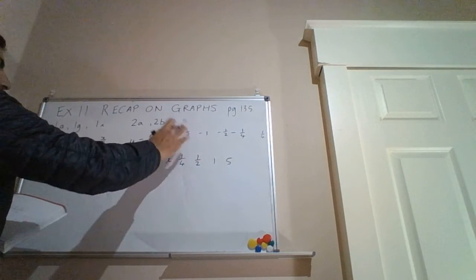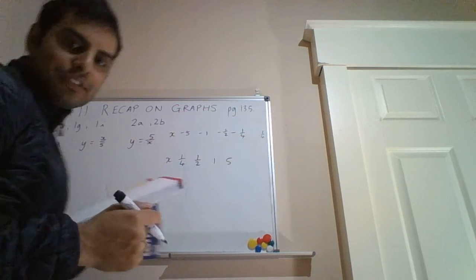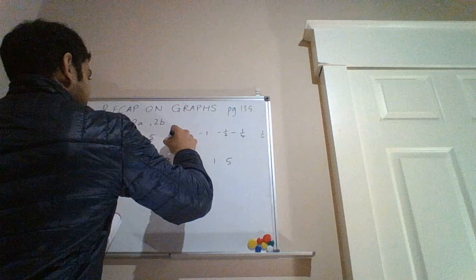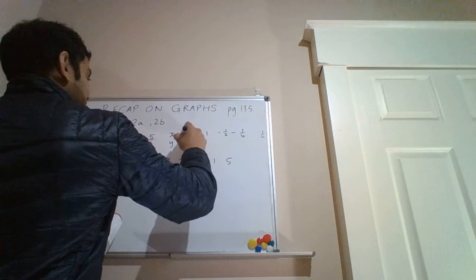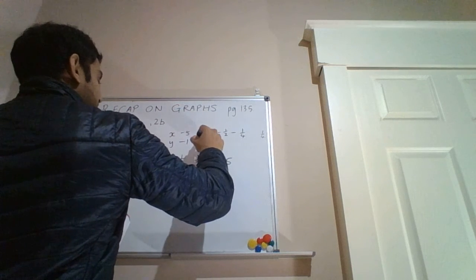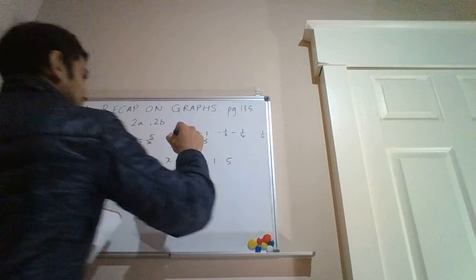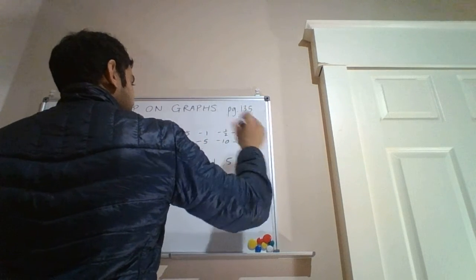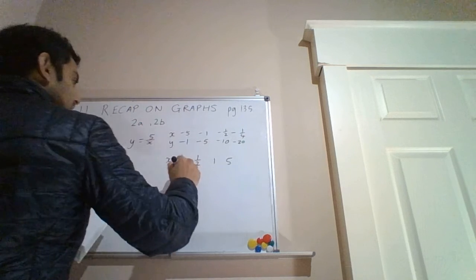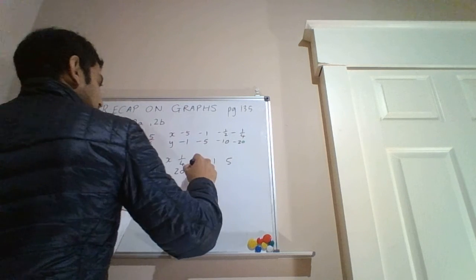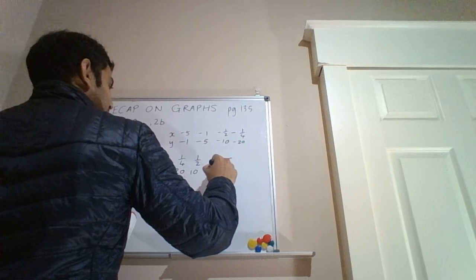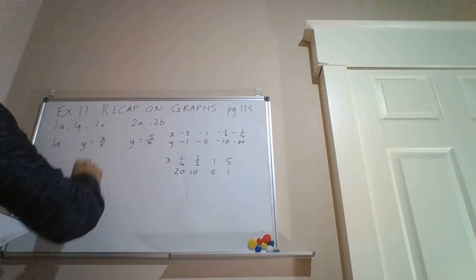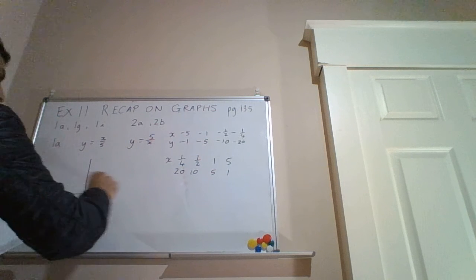Okay, so I'm just going to plug and play, plot each of these values in. So y, 5 over minus 5 is minus 1. This will give us minus 5, minus 10, minus 20. And then we've got 20, 10, 5, and 1. So I'm going to plot that graph first.